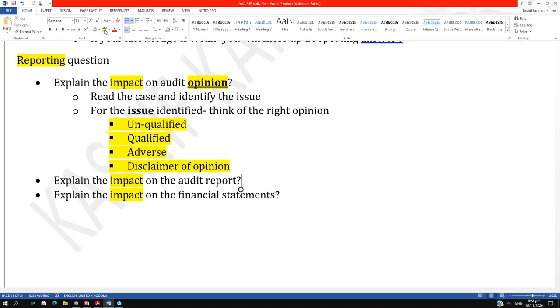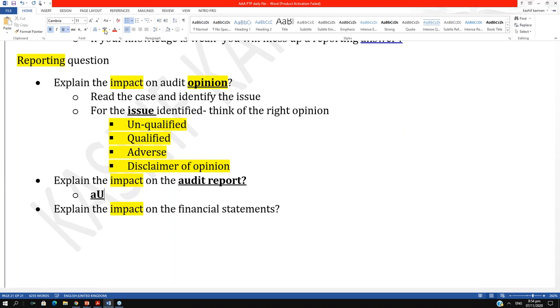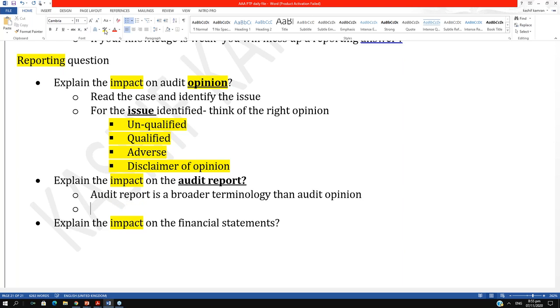The second requirement says, explain the impact on the audit report. Now, do you believe audit report is a broader word than audit opinion? Audit report is a broader terminology than audit opinion. Am I right? Is bullet number one true? Do you all agree this is true? Very good. Thank you.